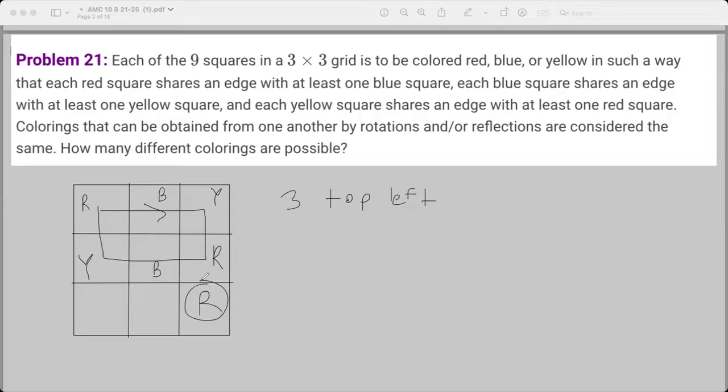So, for example, if this square was red, then this is not a red square here. So this square would have to be blue. And then this square would have to be yellow. And then there's no red square for this yellow square to connect to, right? So this square can't be red here.